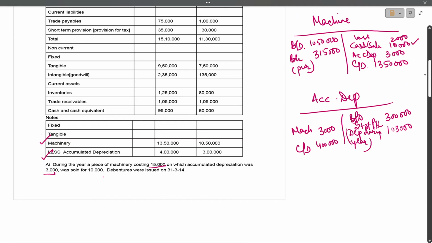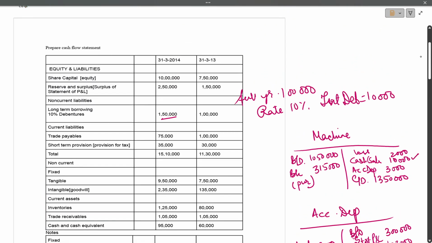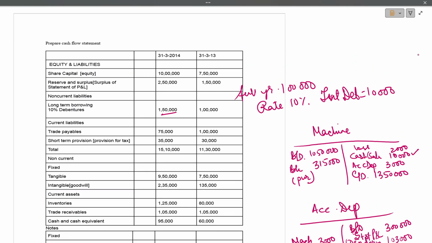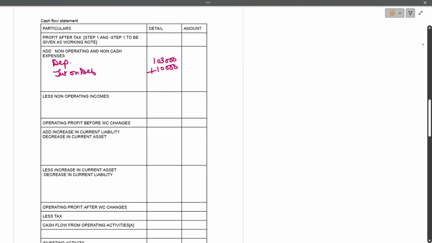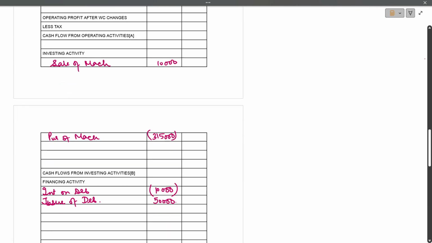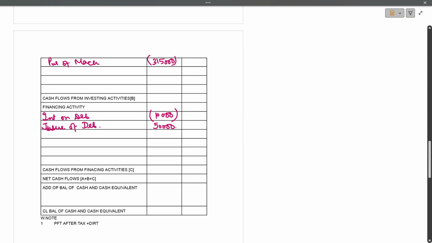Now let's post everything given in the question one by one. Share capital equity 7,50,000 to 10 lakh. This will be called issue of shares, which is an inflow of financing activity. So financing head which you have written, write issue of shares 2 lakh 50,000 rupees. Let's move to the next thing.